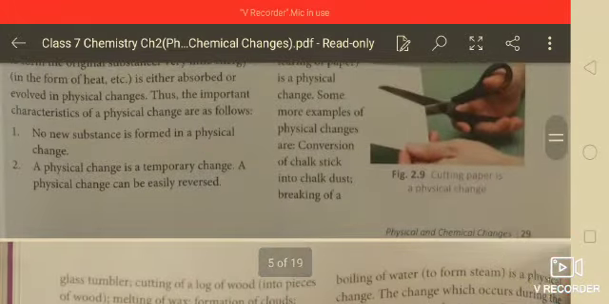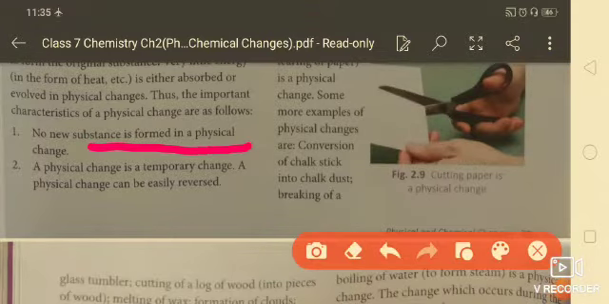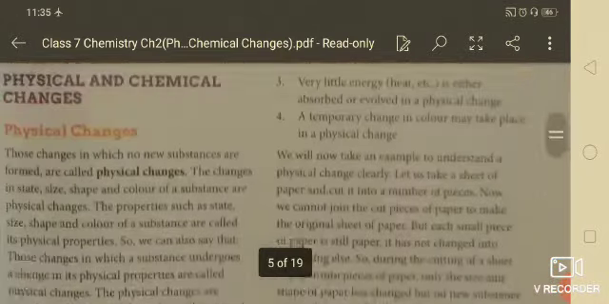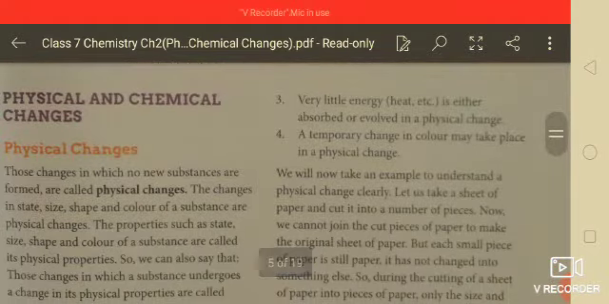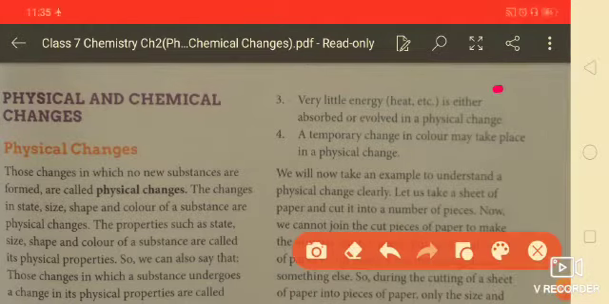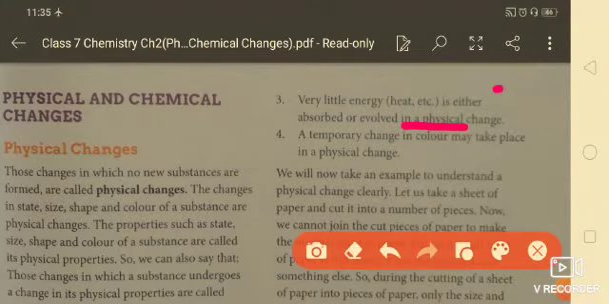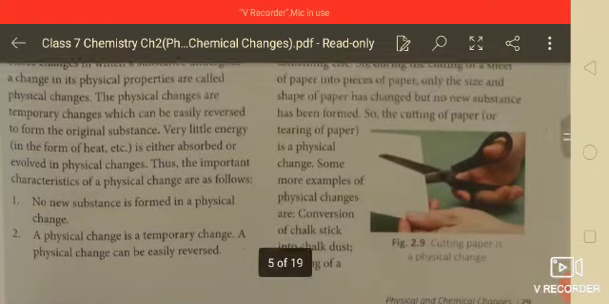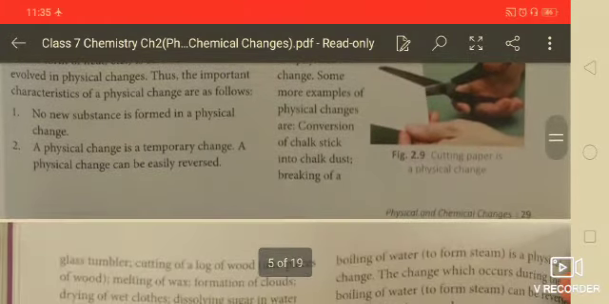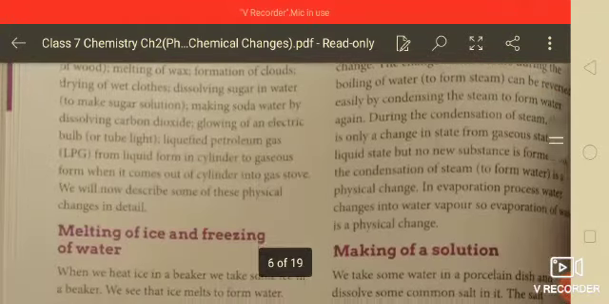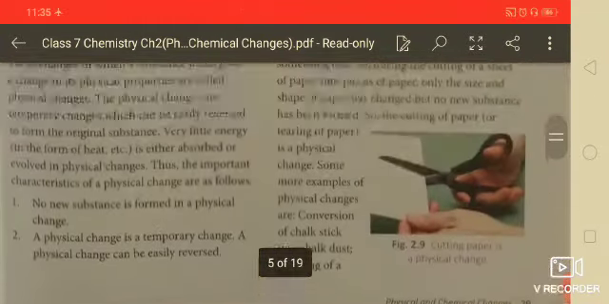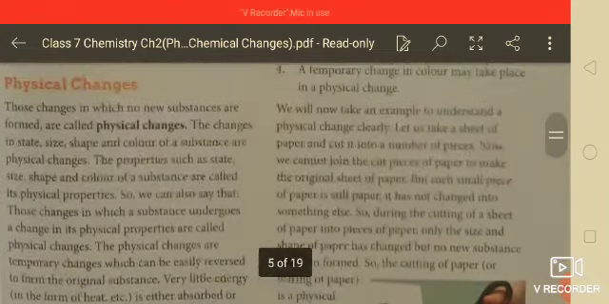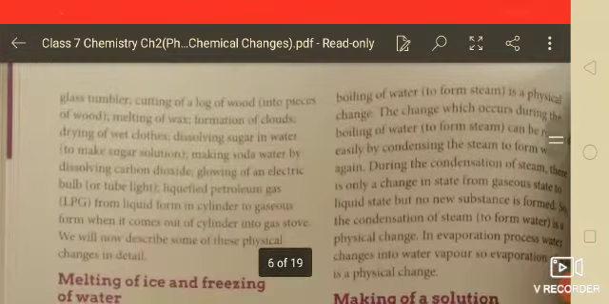So in physical changes, no new substance is formed, and a physical change is a temporary change. A physical change can be easily reversed, and very little energy is either absorbed or evolved in physical changes, and a temporary change in color may take place. Examples of physical changes are cutting paper and the glowing of bulbs. In chemical changes, examples are cooking of food and digestion.